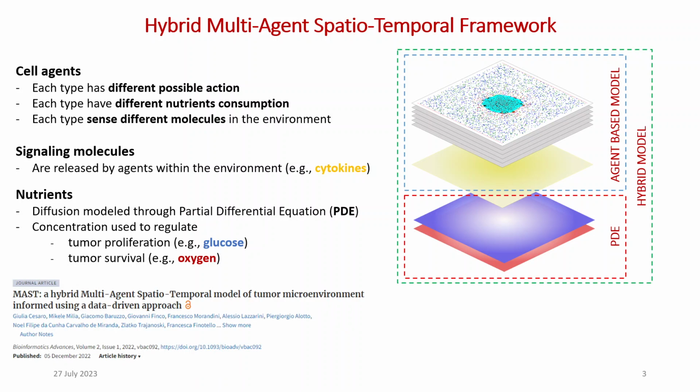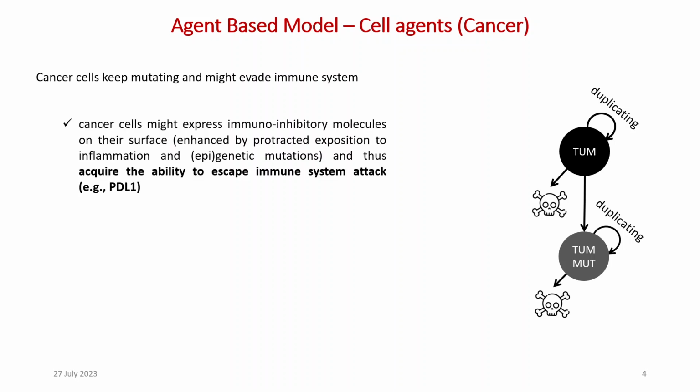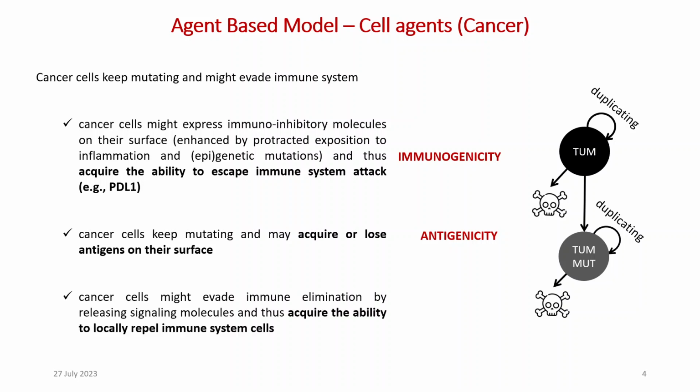Focusing on the agent-based model, we modeled several agents, and in particular, cancer agents may acquire several properties, like expressing immunoinhibitory molecules, PD-L1-like, on their surface, thus acquiring the ability to escape immune system attack, and we refer to that property as immunogenicity; mutate and acquire or lose antigens, and we refer to that property as antigenicity; evade the immune system by locally releasing signaling molecules, and we refer to that property as adjuvancicity.